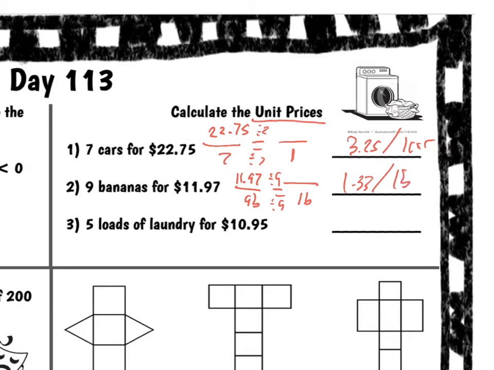5 loads of laundry for $10.95. What goes on top? Money. Money, money, money. Sorry, I was obnoxious. Divide by 5, divide by 5. You get $10.95 divided by 5, and you get $2.19.